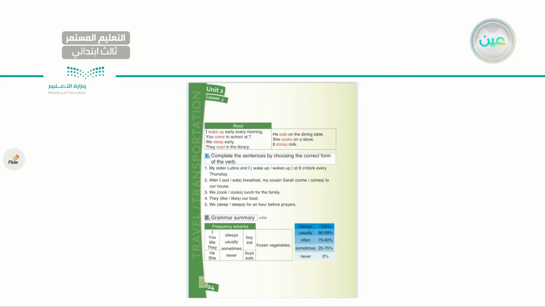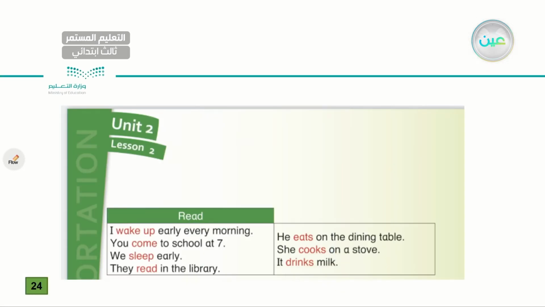So have your books ready at page 24. As you can see, because this is a very important lesson, we'll be dividing it into 2 parts. We will start by dividing this into 3 sections. I will be zooming in for the first part, then the part in the middle, and then the last part.